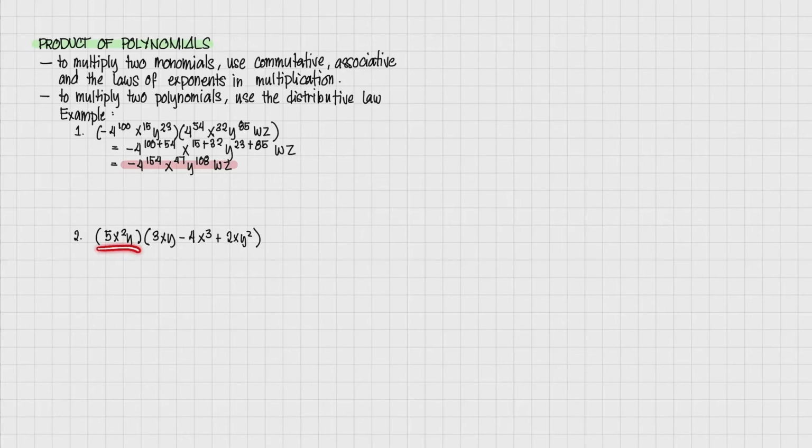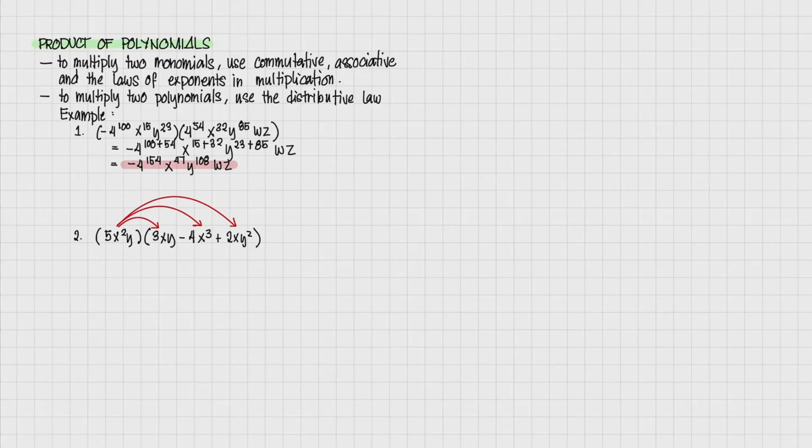yung ating 5x squared times y dito sa ating second expression. So you're just going to do that, you're just going to multiply 5x squared times y to 3xy, and then you're going to multiply it again to 4x cubed, and then you're going to multiply it again to 2xy squared. So ganyan yung ating distributive law. So let's do that.